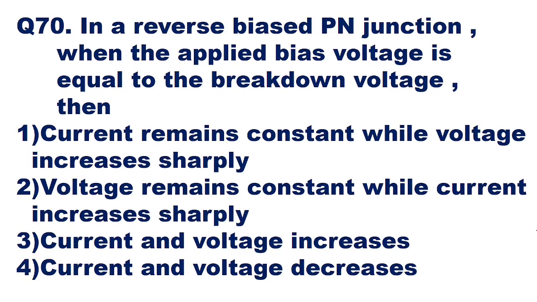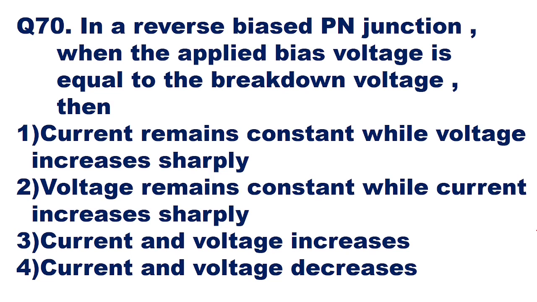So here it is asked that in a reverse biased PN junction, when the applied bias voltage is equal to the breakdown voltage, what happens? Options are option 1, current remains constant while voltage increases sharply. Option 2, voltage remains constant while current increases sharply. Option 3, current and voltage increase. And option 4, current and voltage decrease.